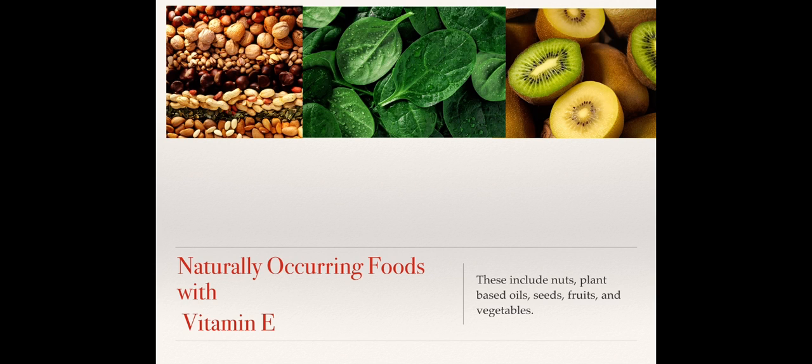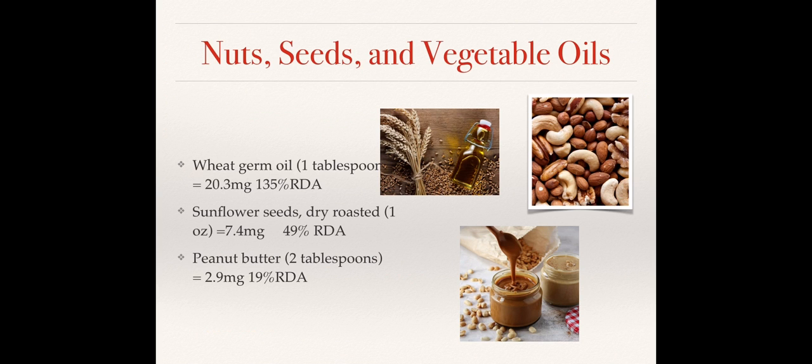Dry roasted sunflower seeds, 1 ounce of them is 7.4 milligrams. That's about half of the daily amount. And peanut butter, 2 tablespoons is 2.9 milligrams. So that's about 19% of the daily amount recommendation. Vitamin E can definitely be tasty. Green leafy vegetables.